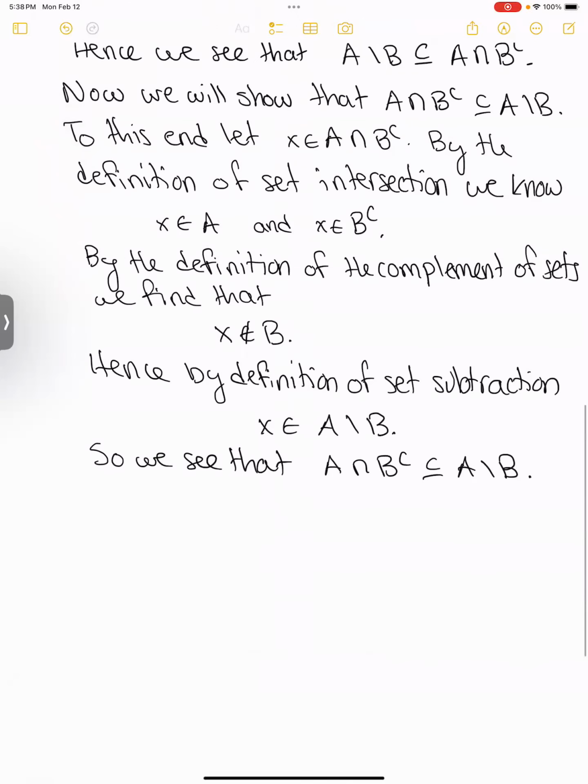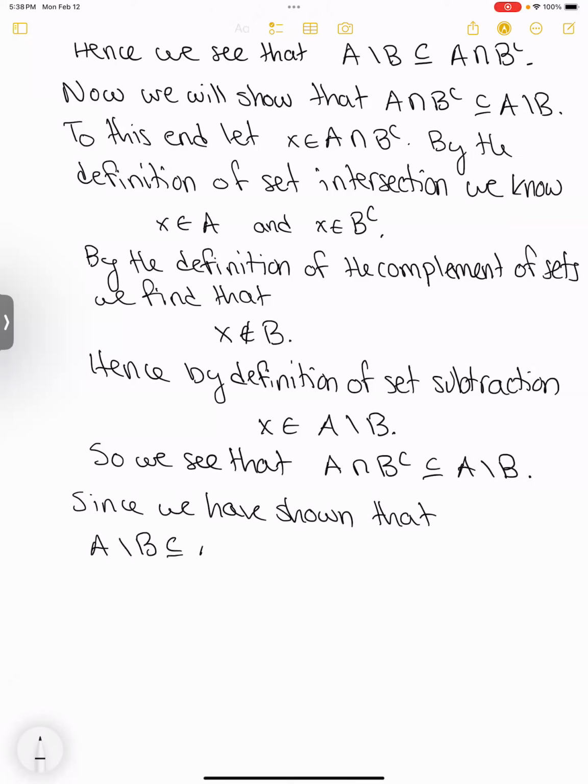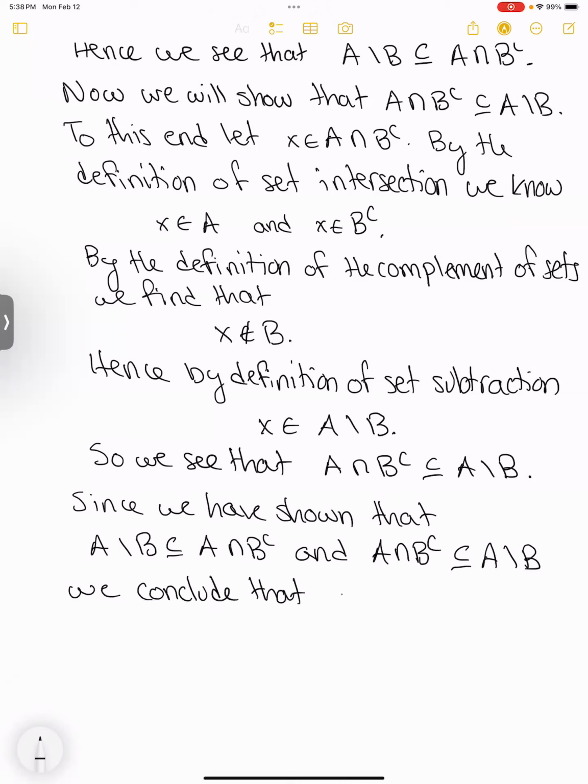And so now the point is that since we have shown that A set minus B is a subset of A intersect B complement, and A intersect B complement is a subset of A set minus B, we conclude that A set minus B is equal to A intersect B complement. And that is it. That's the end of the proof.